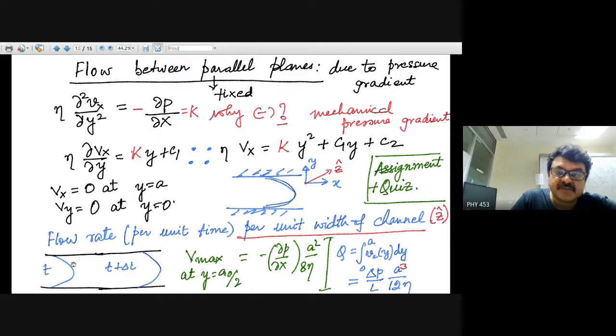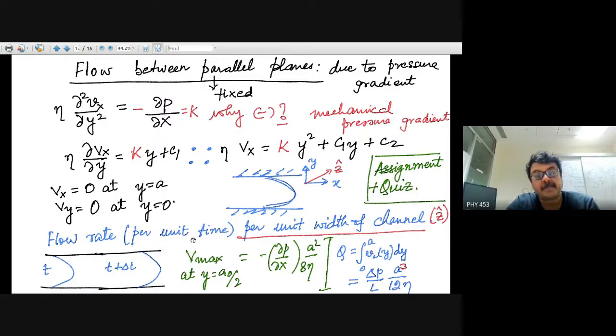So if this A, the distance between the walls, increases, Vx is equal to 0 at y equal to 0 and at y equal to A, where A is the distance between the walls. This is the amount of fluid flowing per unit width of channel, right? Because these are two plates, and I have not specified the width; we are considering an infinite layer of fluid in the direction into the plane of the computer. So that's the width, if you like.